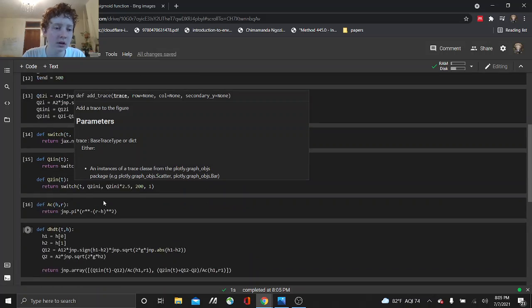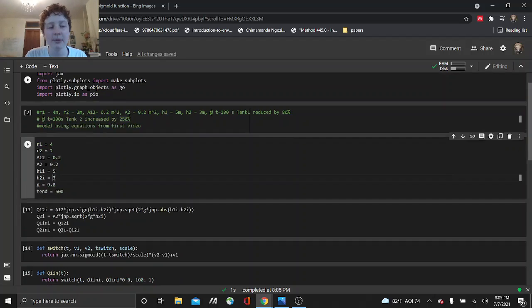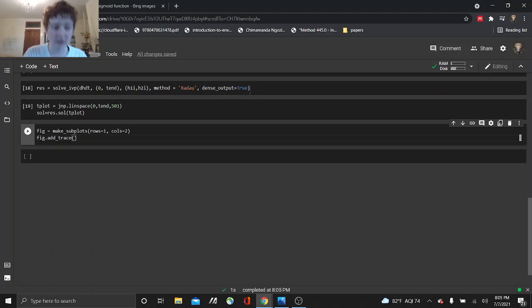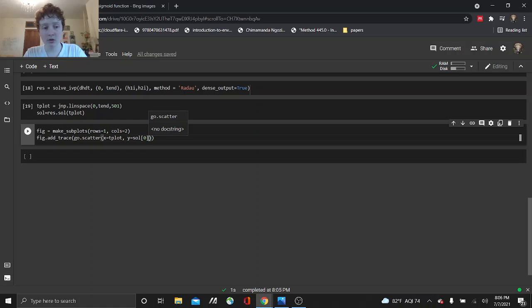Then we're going to add stuff to our figure. Up here, I imported graph objects as GO, so we're going to use that to select our scatter plot. We're going to say that our x is equal to our time plot that we set up, so those are all of our x values. And our y values are going to be equal to our solution. We're looking at our first height, so that's the first element in our array, index 0. And we're going to name this height 1.